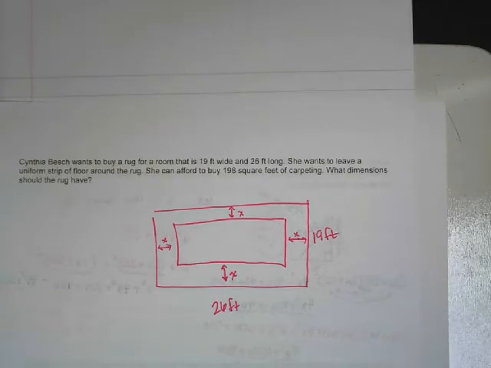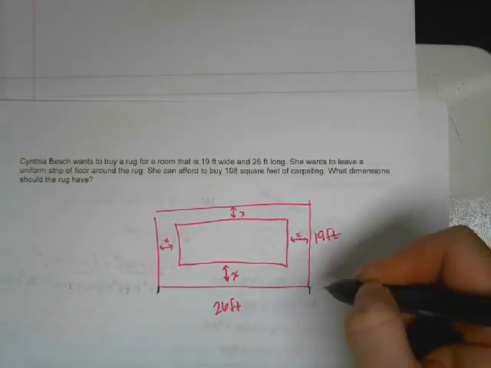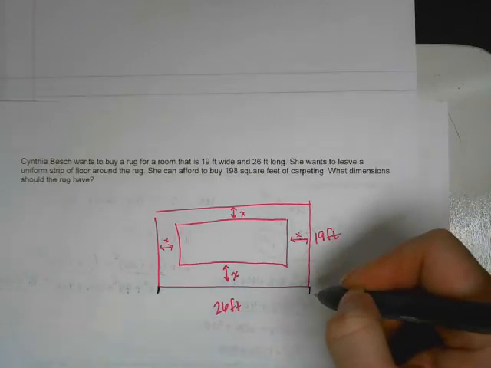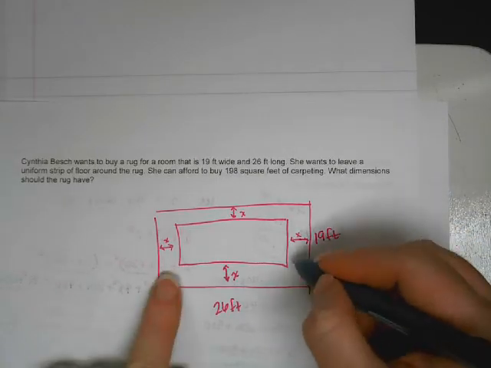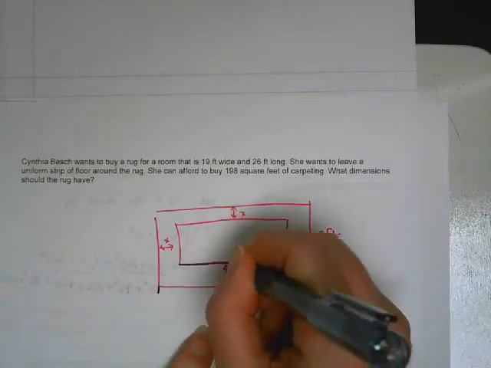Okay, so if you think about this, if it is 26 feet all the way across from one wall to the next wall, I don't really need the measurement from wall to wall. I want the measurement of this rug. So how far is it from here to here?